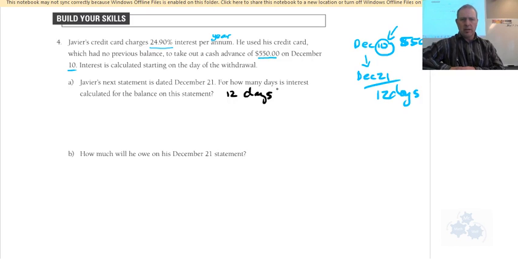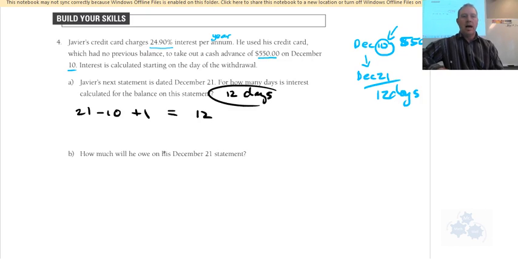Is that all that's asking there? Next thing. Okay, so A is really easy, 12 days. And you can do that. You can do 21 minus 10 plus 1 equals 12. How much will he owe on his December 21st statement?